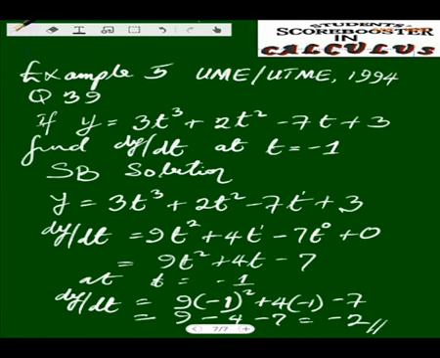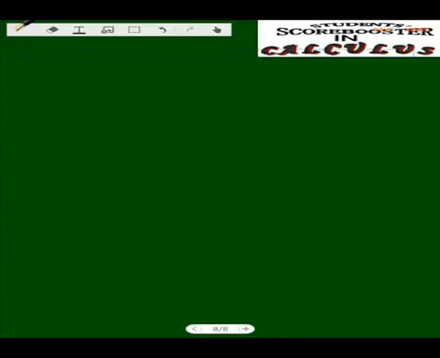So this is our final answer. I hope this is clear to everyone. So this is a sample question from JAMB, and I will solve more. So let's look at this example 6. Am I right? Example 6. Okay, example 6.